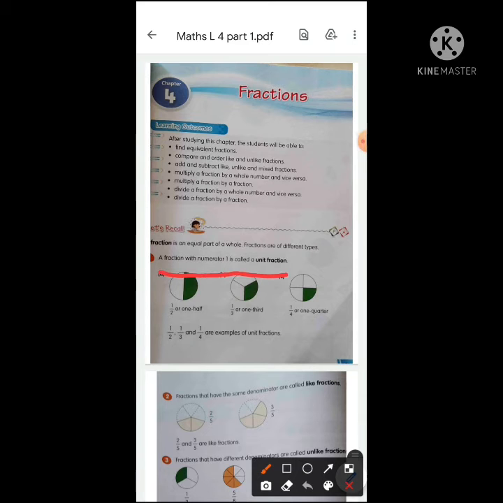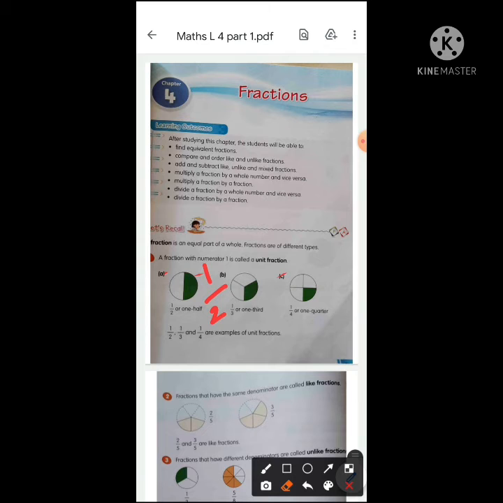A fraction with the number one is called a unit fraction. You can see here, now see, the first one, example A. What is given? Half, or 1/2, means half. This is 1, and if we divide that into two parts, that will be half. So how will we write it? 1 upon 2, or half. We have made the partition in the figure, so it is 1 upon 2.